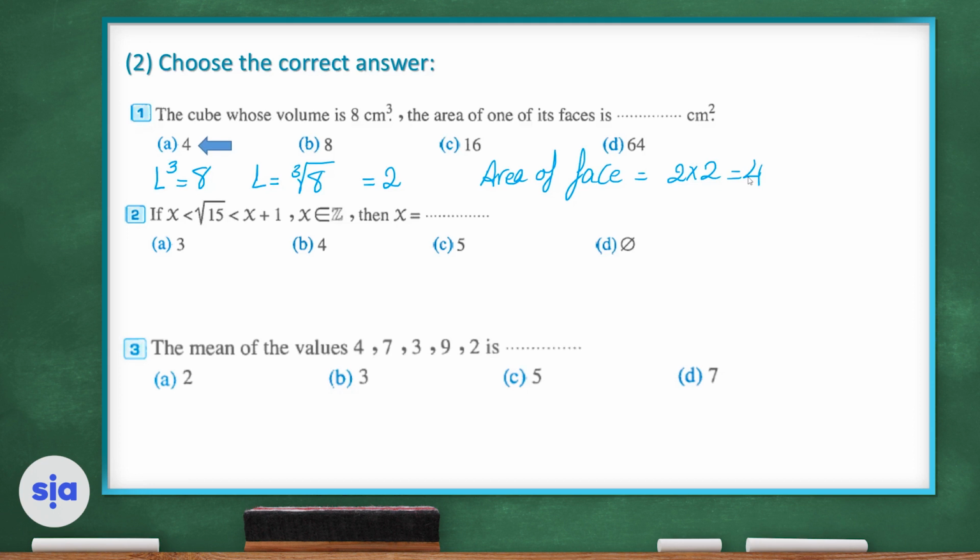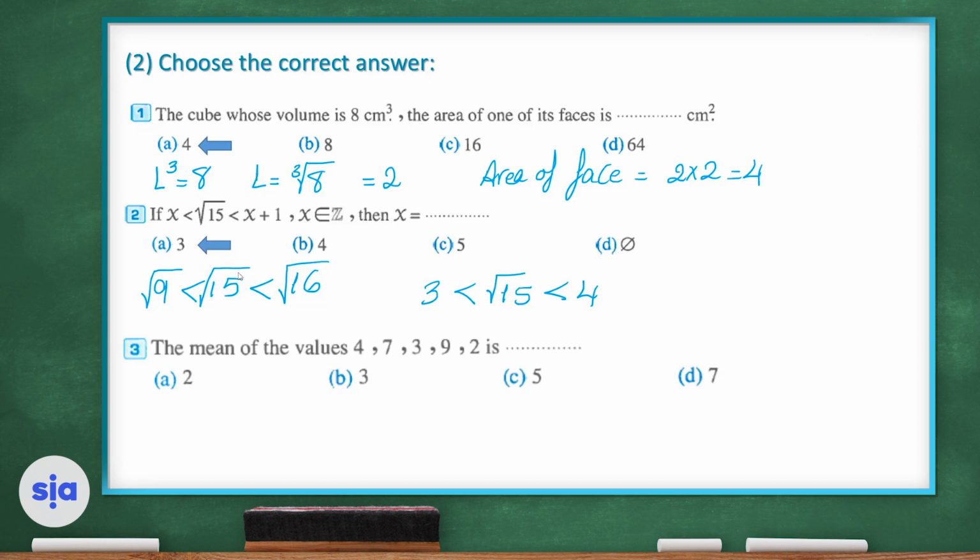For question 2, if x is less than square root of 15, which is less than x plus 1, and x is an integer, then x is equal to what? If you check the 15, what are the two perfect squares that are before and after the 15? You will see that it's 9 and 16. So if you take the square root here, and square root here, you will see that 3 is less than square root of 15, less than 4. So x is equal to 3. So the right answer here is choice A.